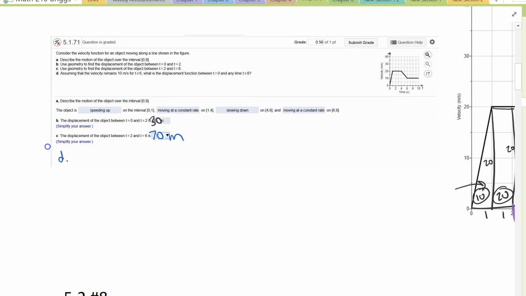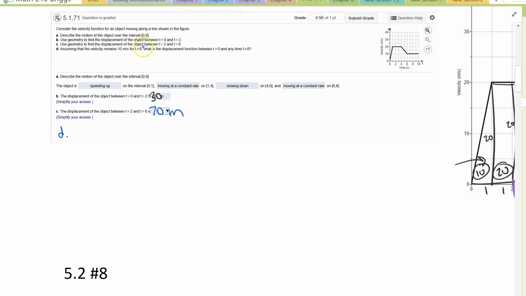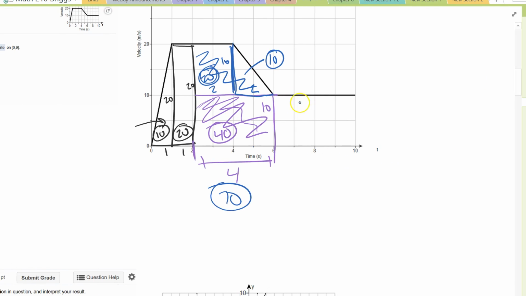Part D would be use geometry to find the displacement between 2 and 6. Oh, that was C, sorry. Assuming the velocity remains 10 meters per second for t greater than or equal to 6, what is the displacement between time t equals 0 and time t goes to whatever t would end up being out here for some t value? So we've done the work from 0 to 6.